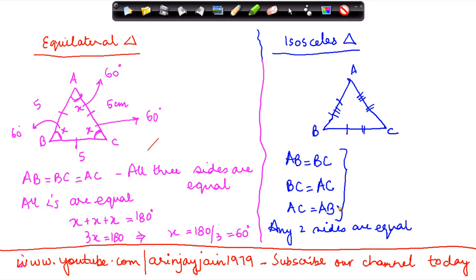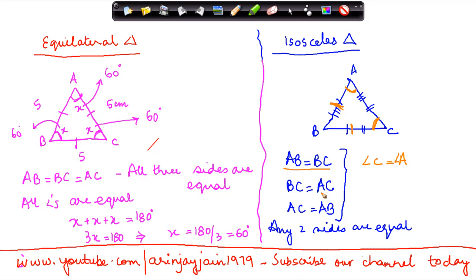Now in addition to this, there is one other important and interesting property, which is that the angle which is opposite to the equal side, let's say suppose I take AB and BC. In such a case, the angle opposite to this side will be this, and the angle opposite to this side will be this. In such a case, what will happen is that angle C is equal to angle A.